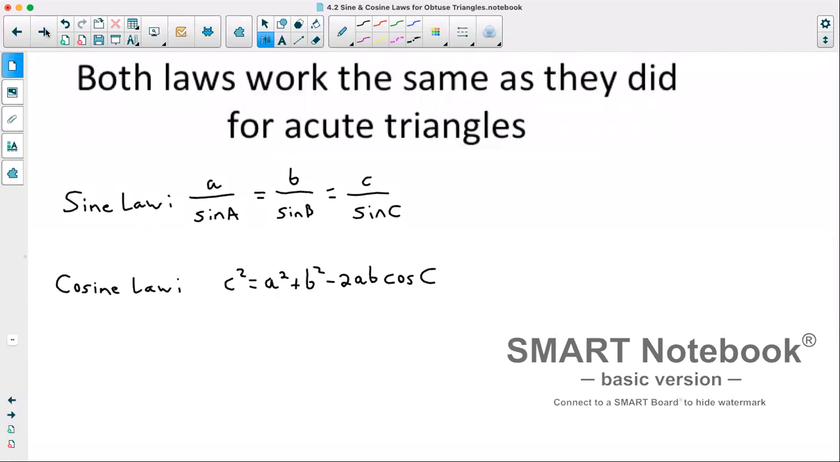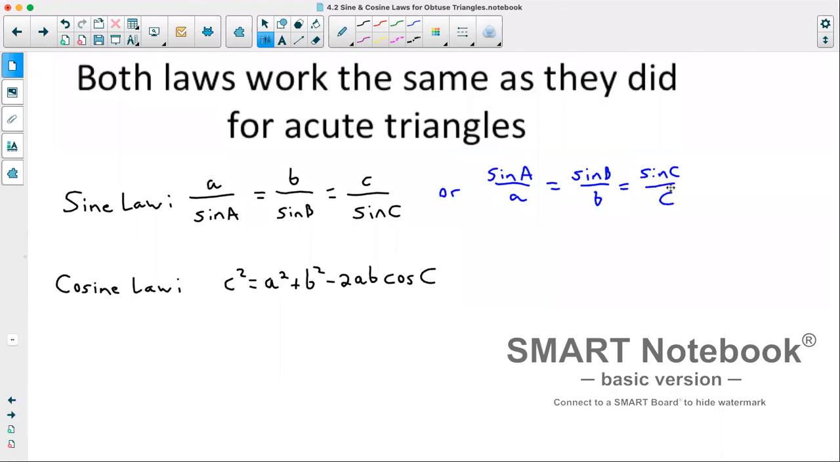So we have our sine law, which is a over sine A equals b over sine B equals c over sine C. Or we can also write that as sine of A over a equals sine of B over b equals sine of C over c.